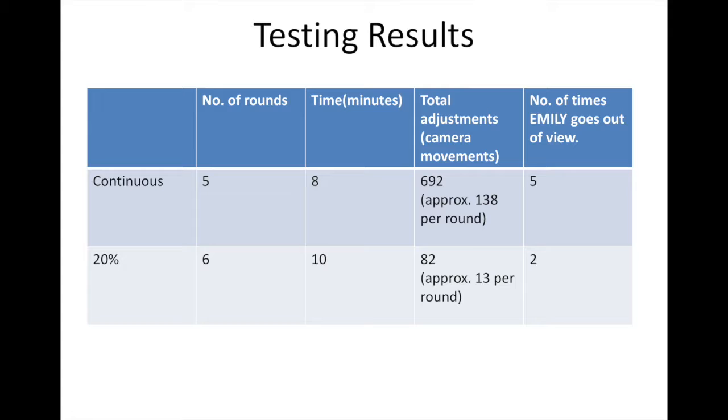Here are our final testing results. Not only did our algorithm let Emily go out of view fewer times, it also made only a fraction of the adjustments. Only about 1/10. Since the continuous algorithm keeps moving the camera, the unstable video makes Emily go out of view more times. A highly stable video from our algorithm ensures that Emily stays in view longer.